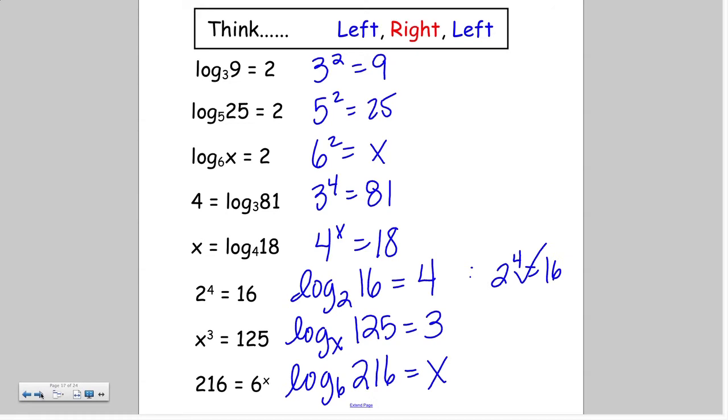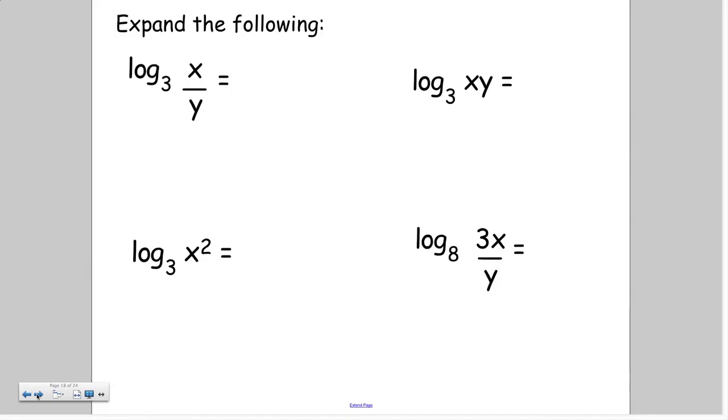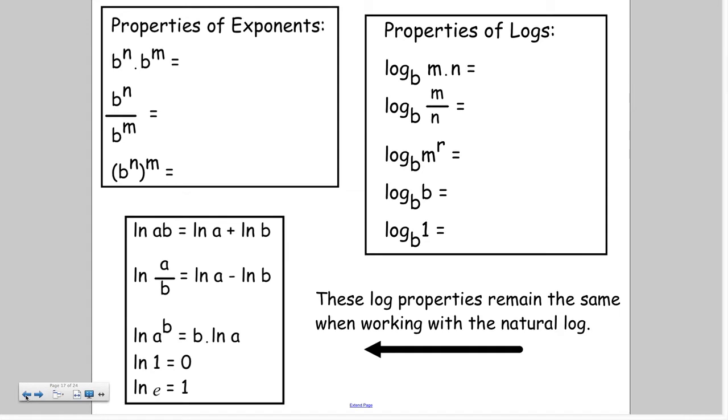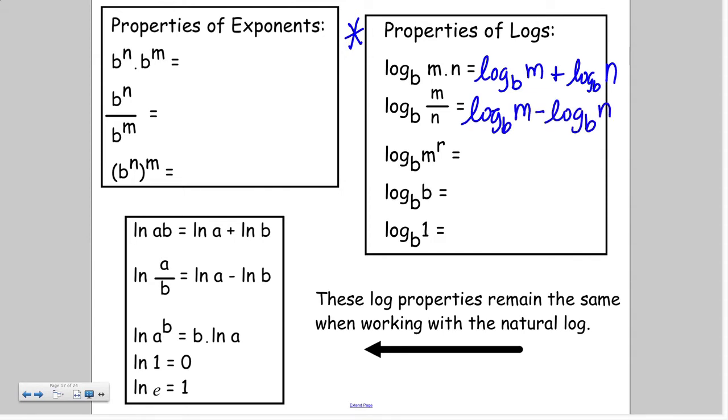To expand and condense logs, we've got to go back to our properties of exponents. So the properties of exponents are the same thing as the properties of logs. So we're going to focus on that one. So when you're multiplying, that's the same thing as when you expand it as adding them. When you divide them, you subtract them. When you have exponents, it goes to the front.